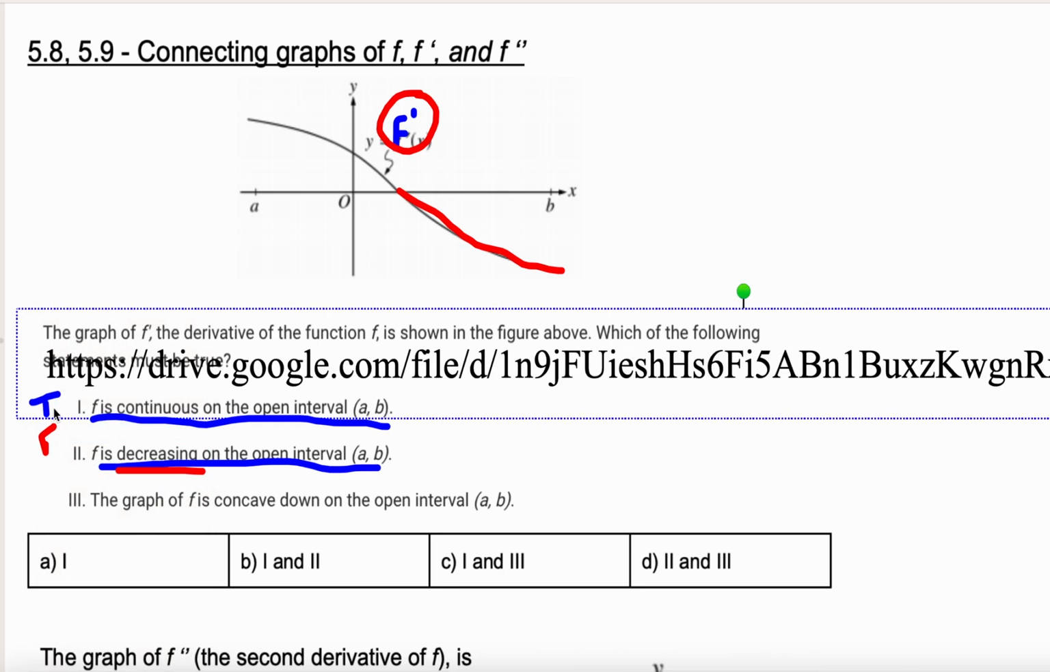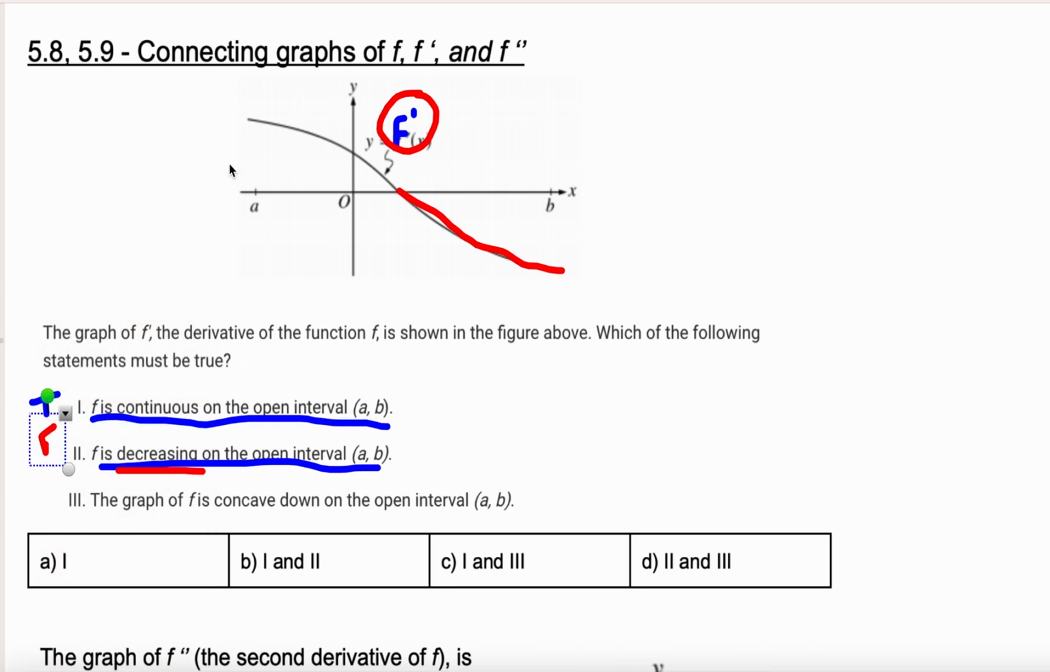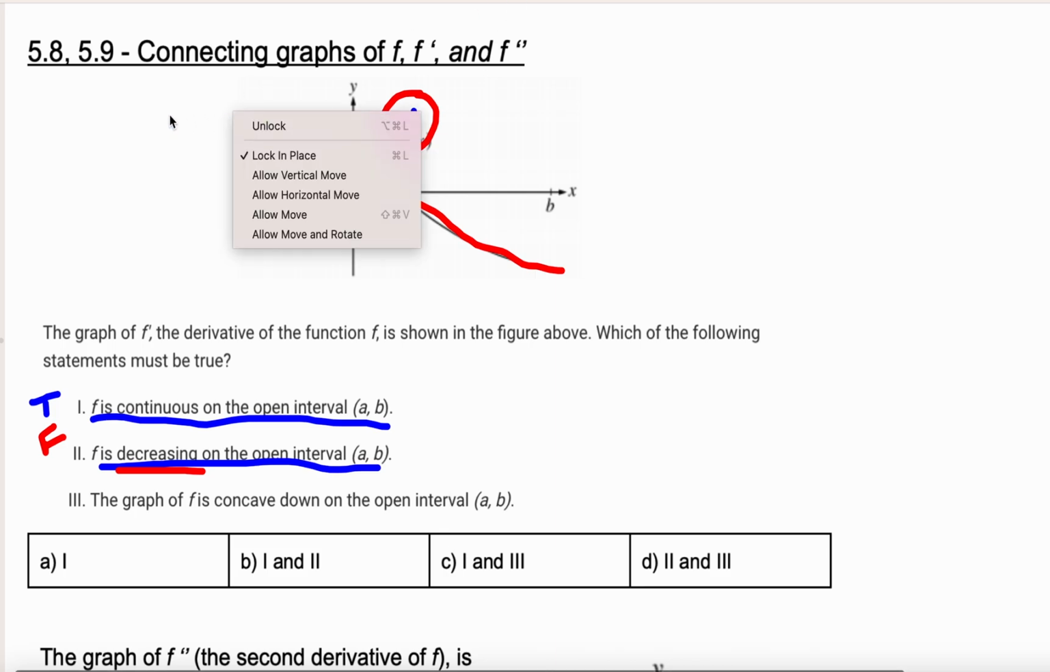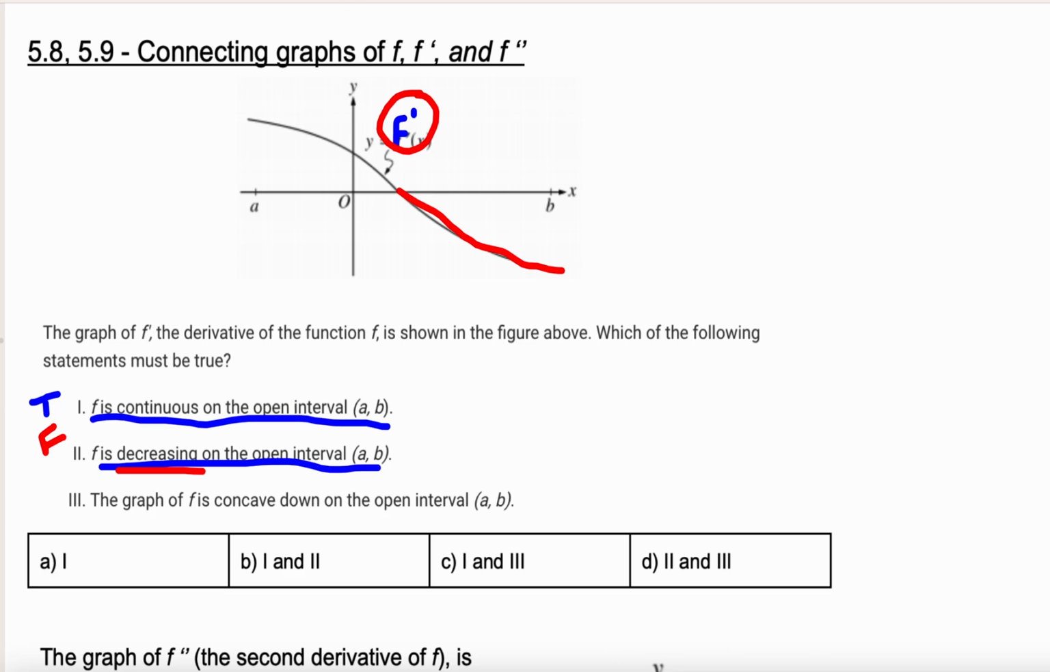Last but not least, we are looking at the graph being concave down on the open interval. Concave down on an f prime graph means negative slopes. So if I'm checking for negative slopes, that is definitely true. I have negative slopes this entire time. I'm going downhill the entire time. So that would be true, and this answer would be 1 and 3.